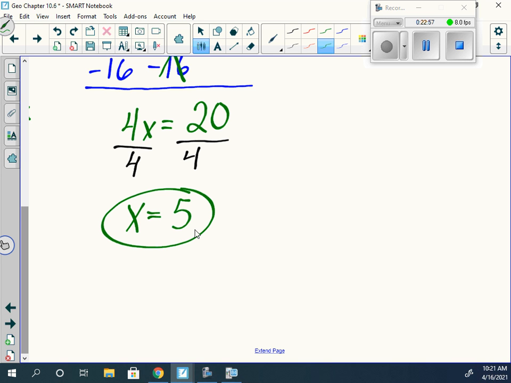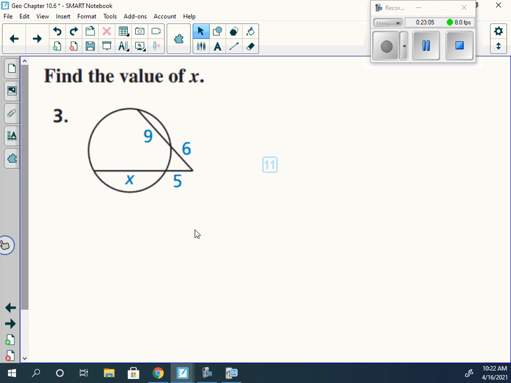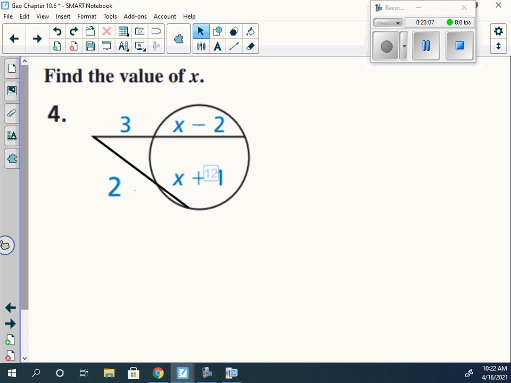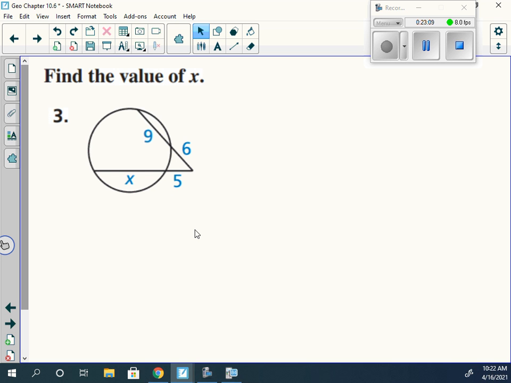Any questions on any of this here? Any questions on anything we've done so far? I feel like we're good with this here. We feel comfortable with this setup. Yes. Mm-hmm. So you multiply the 9 and the 6 and set that equal to 5 times x.